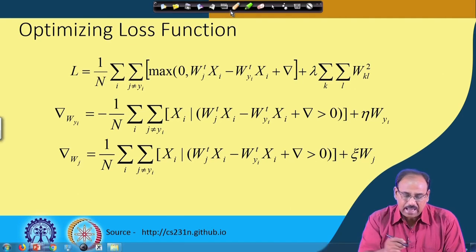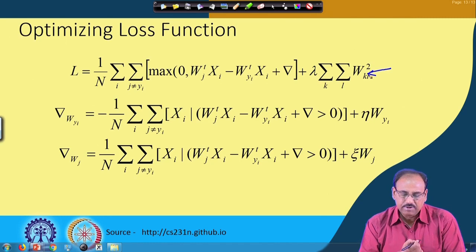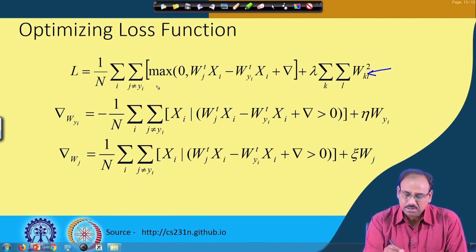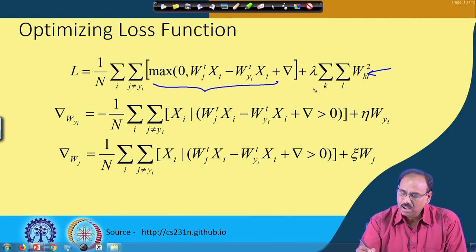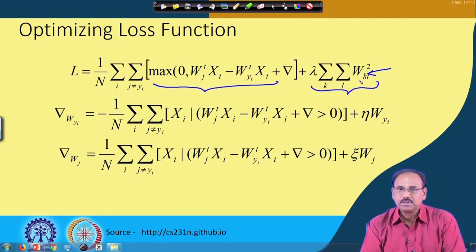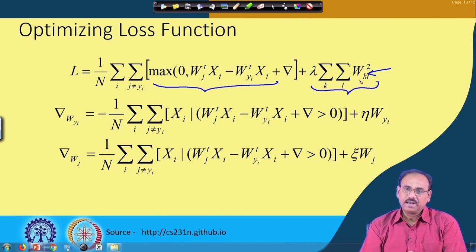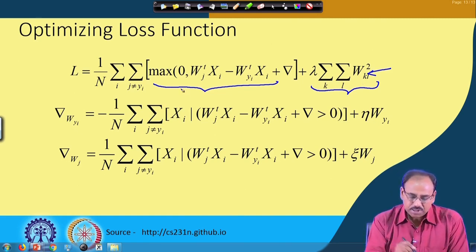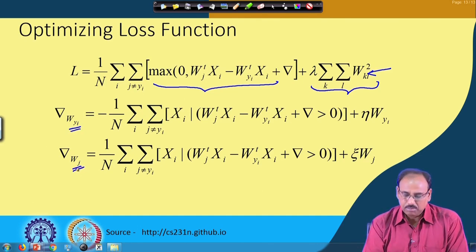So, here what I have is, as we have already said, that the overall loss function is given by this, where this is the data loss component and this is the regularization loss component. I have to optimize this loss function in order to find the value of W for which this loss function will be minimum. So, I take the gradient of this loss function with respect to Wi. I also take the gradient with respect to Wj.